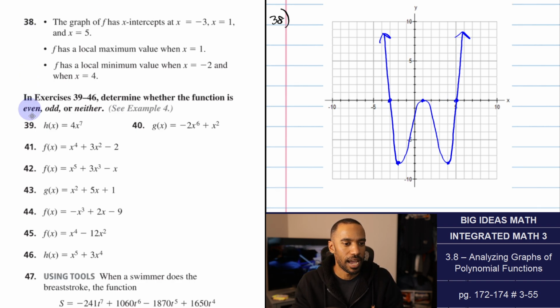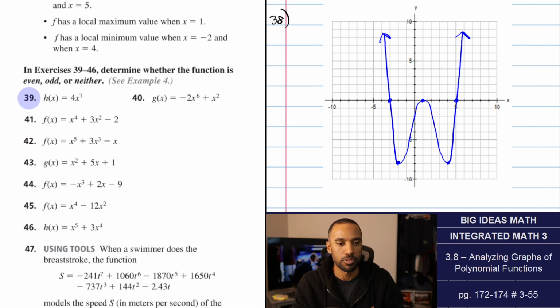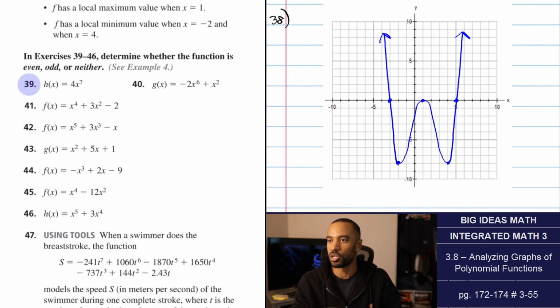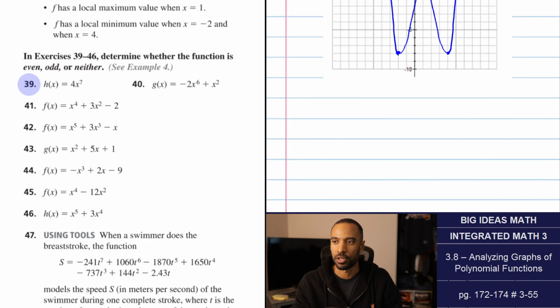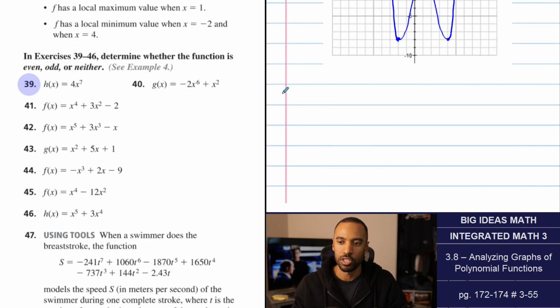All right, numbers 39 to 46 are different ilk of problems completely. Determine whether the function is even, odd, or neither. Now on these problems here, we're going to do it more in an algebraic realm, not a graphing realm, although I could sometimes draw them to show you what's going on here. h of x equals 4x to the 7th power.